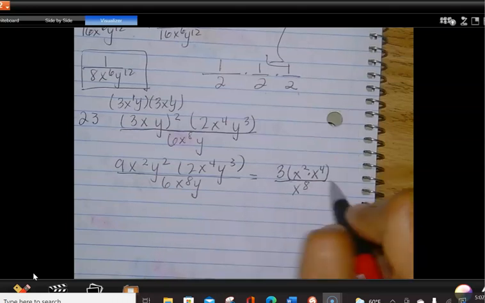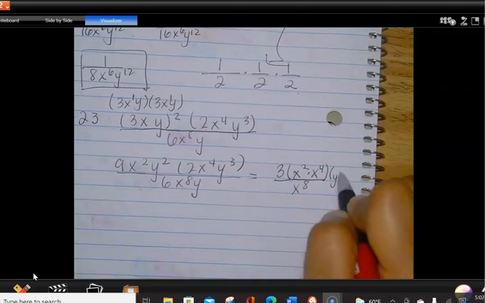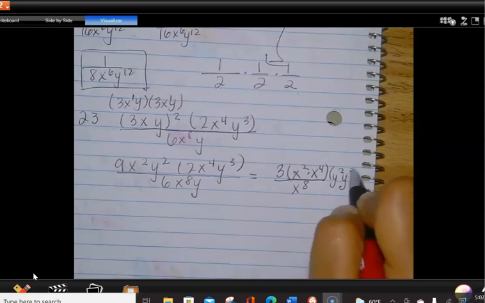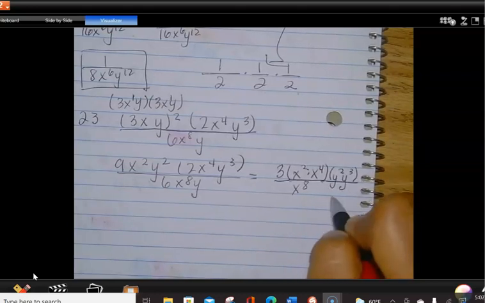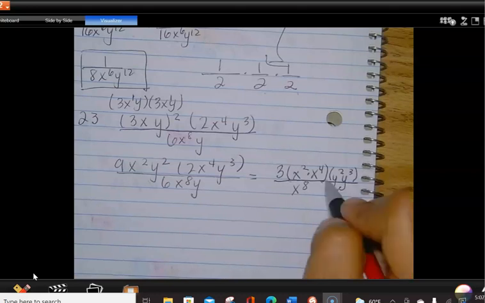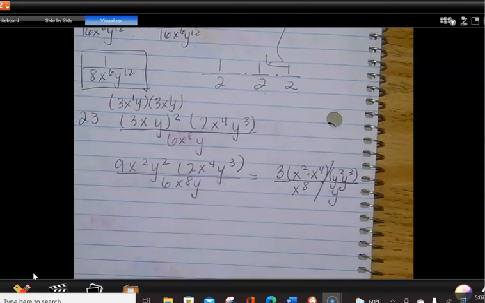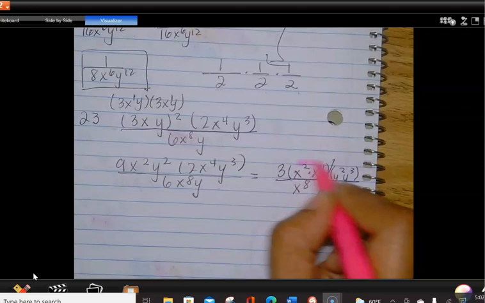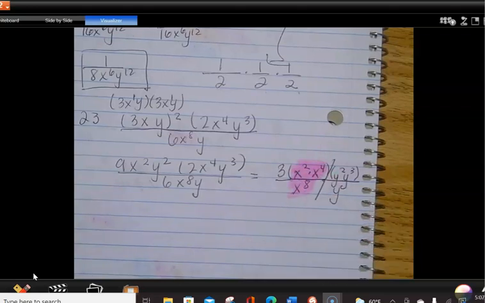For my y's, y squared, y to the 3rd. On the bottom, there's just a y. Okay? So again, there's no division there, I'm just separating. So I've got to combine all this stuff with my x's, combine all my stuff with the y's.